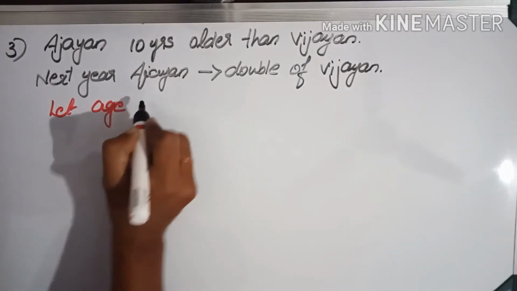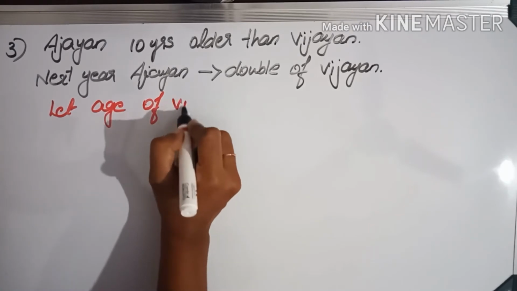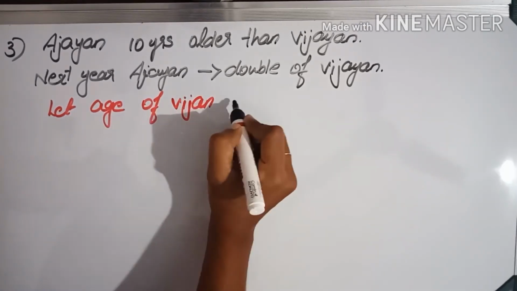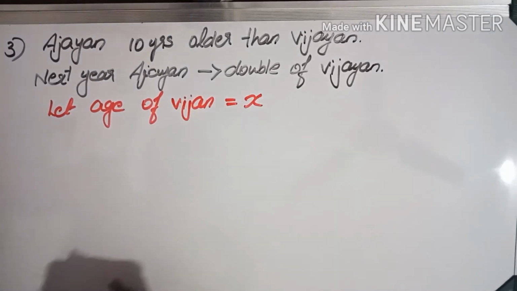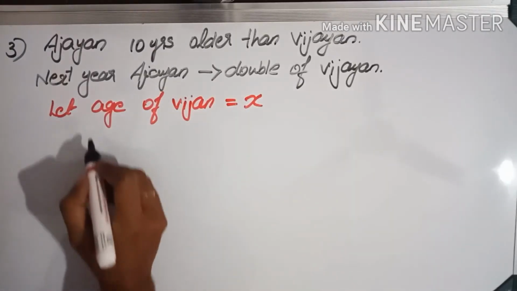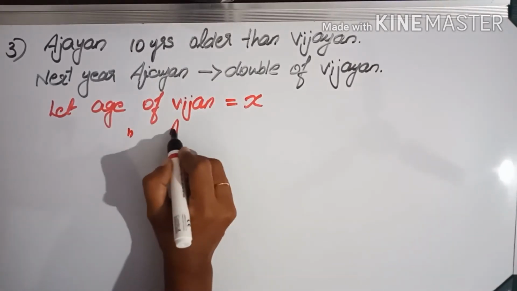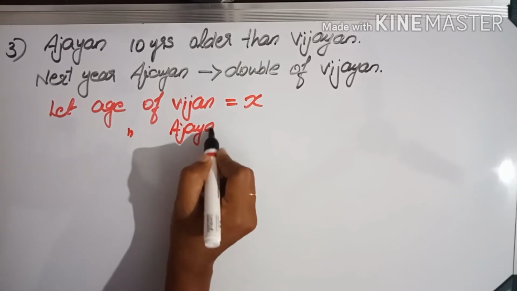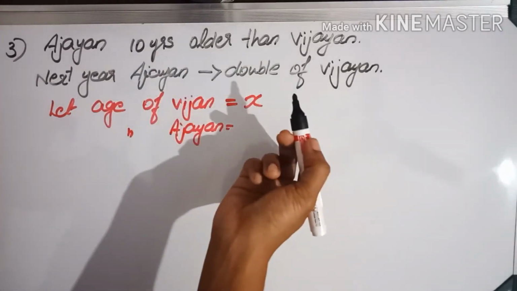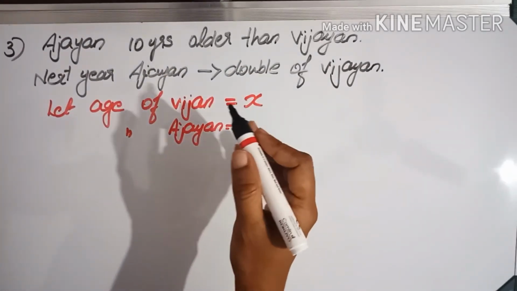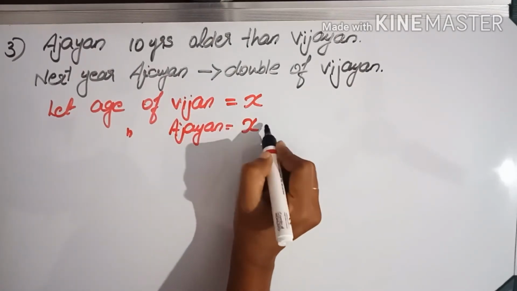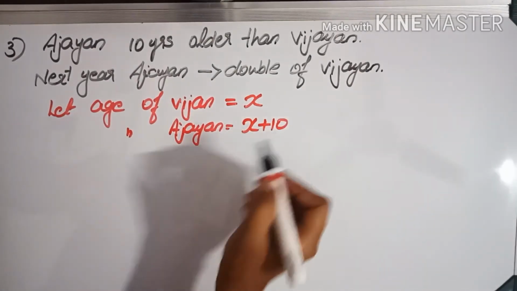Let the present age of Vijayan equal x. Then what will be the age of Ajayan? He is 10 years older, and 10 years older means 10 years more. So x plus 10 will be Ajayan's age.